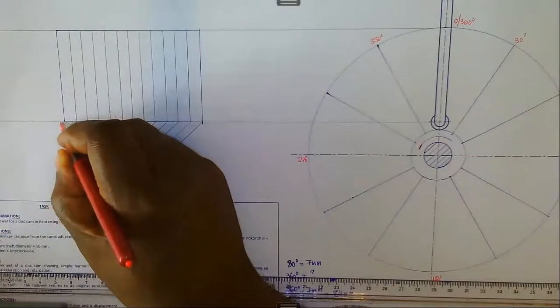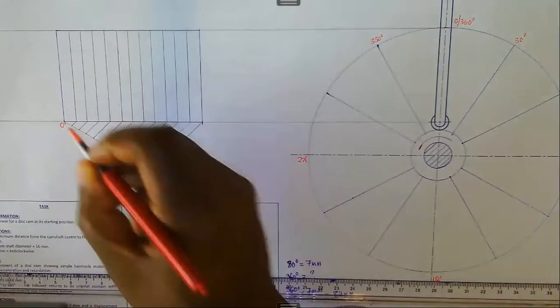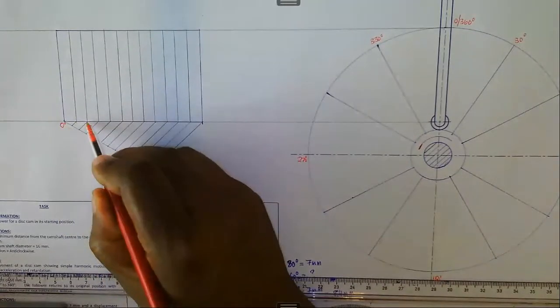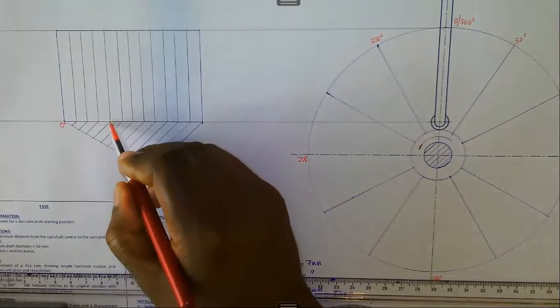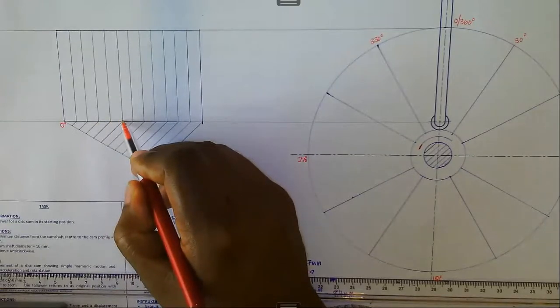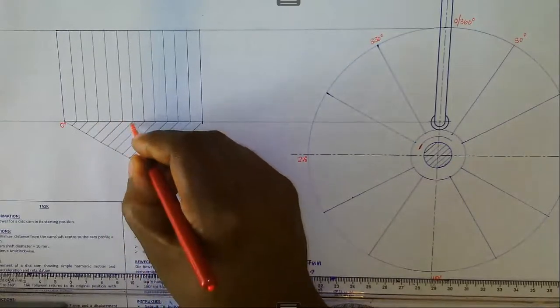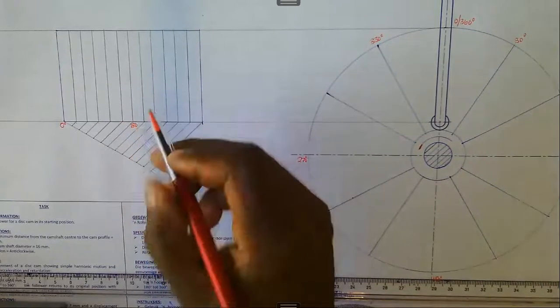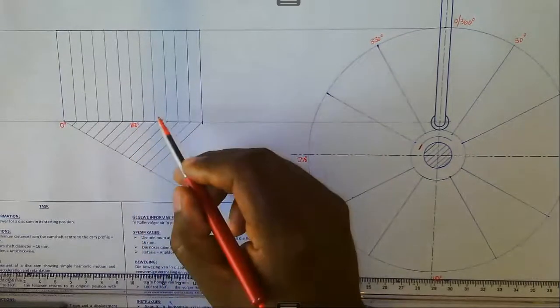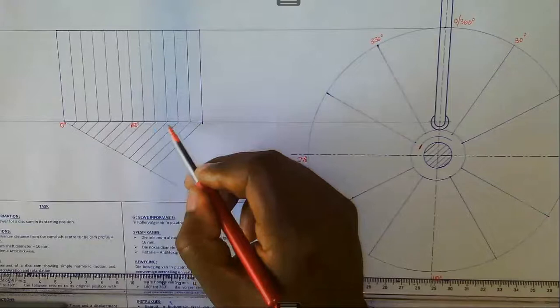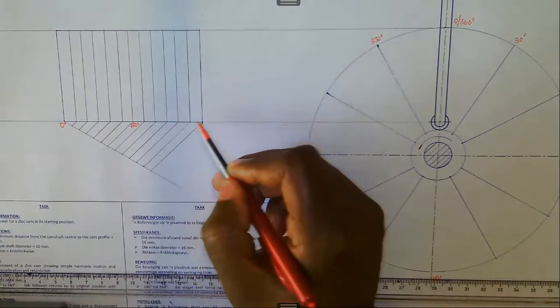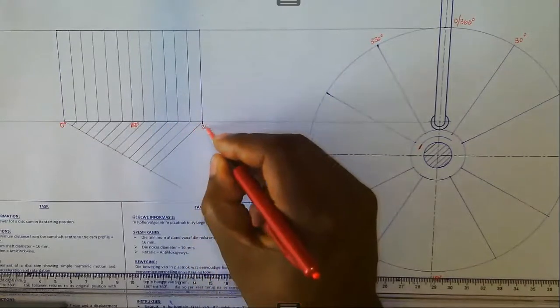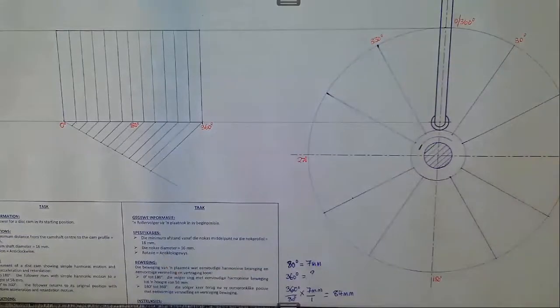This is 0. That's 30, 60, 90, 120, 150, 180 degrees. Then 210, 240, 270, 300, 330, then you have got 360. The highlight of the motion. That's what you represent there.